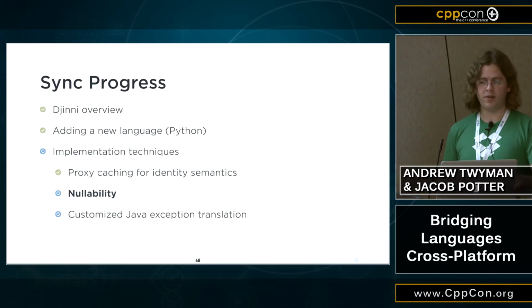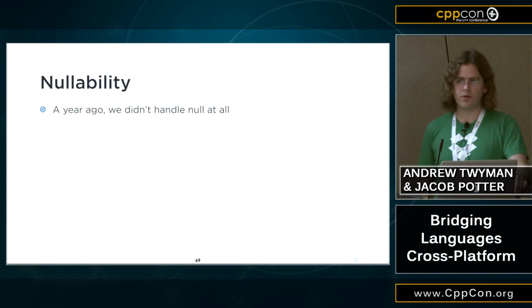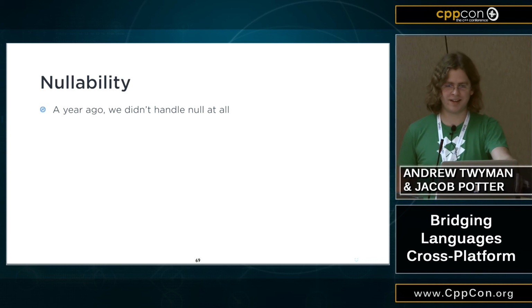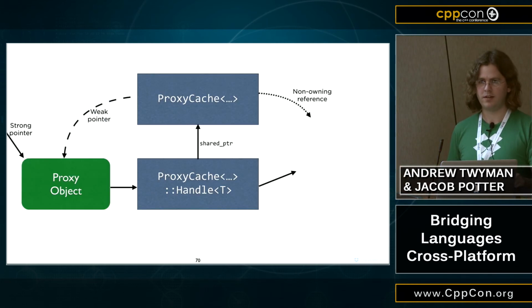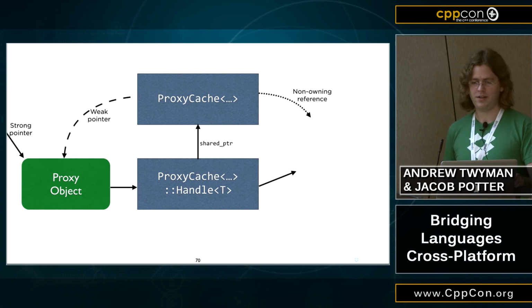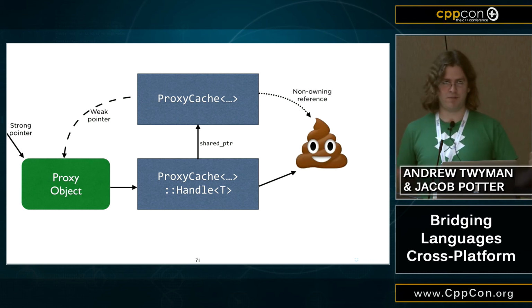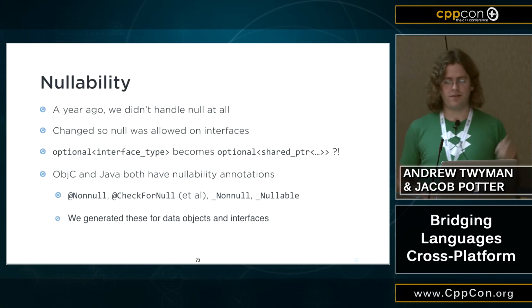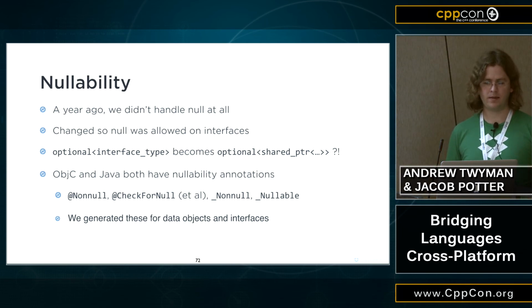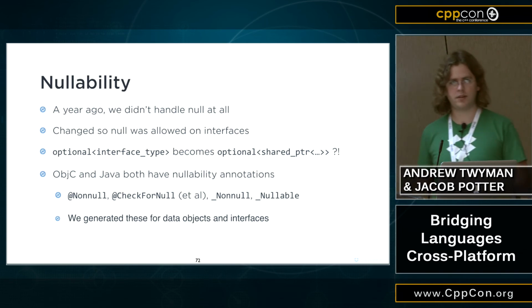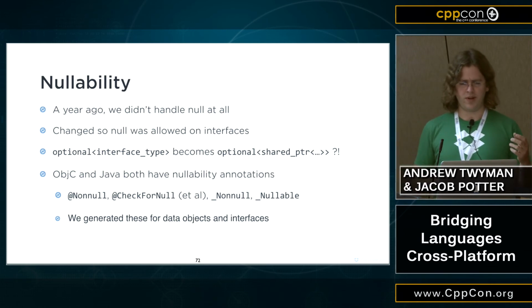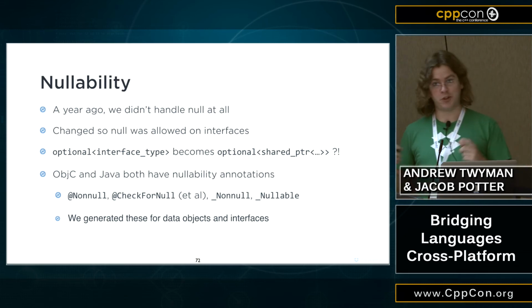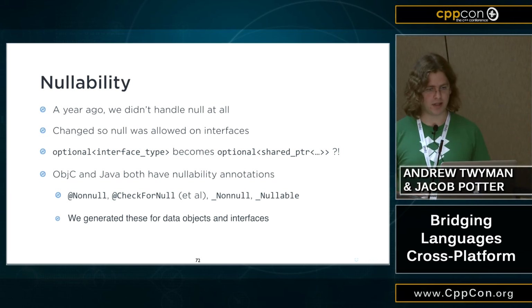Next, I'm going to talk a little bit about nullability. So a year ago, we didn't handle null at all. And by didn't handle null at all, I mean if you pass null across the boundary, you would get a proxy object that points to null, and you would be very sad. This was embarrassing. We fixed it shortly, but we changed it so that you can have a null interface, and null will get passed through to null. It was just an extra check in some of the functions. But if you wrapped an interface with optional in C++, we would dutifully add an optional wrapper around that, which didn't really have any semantic meaning.